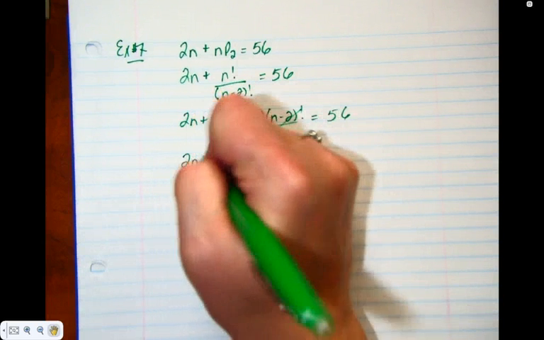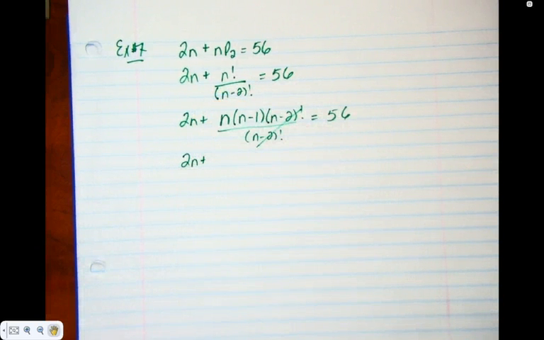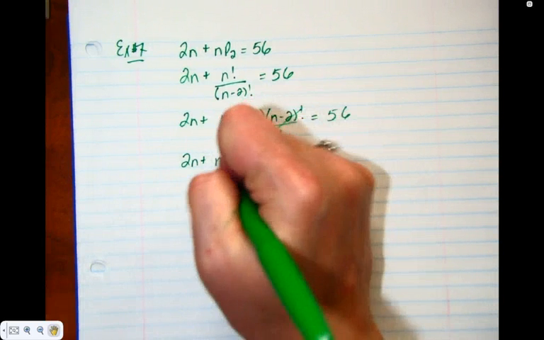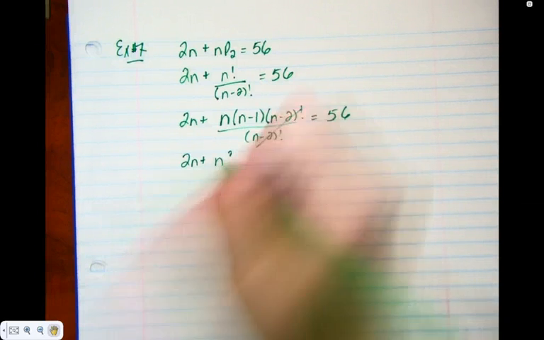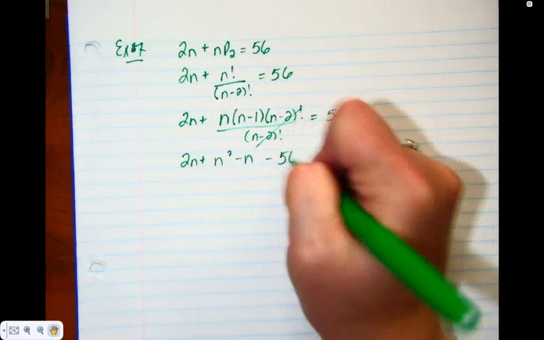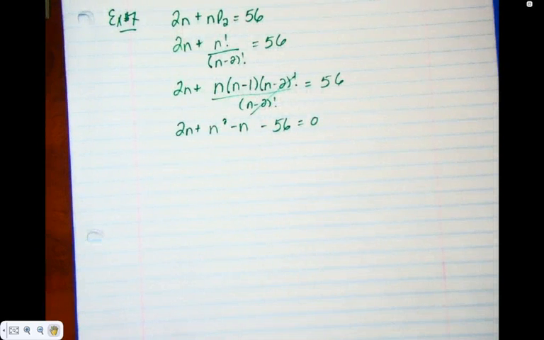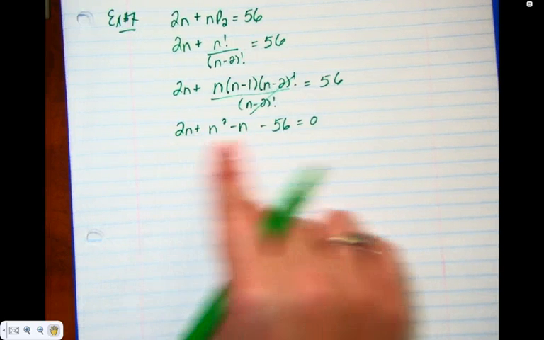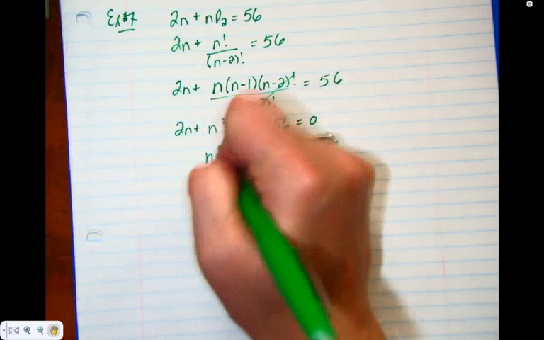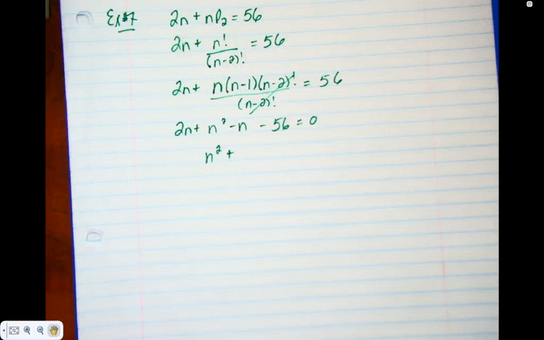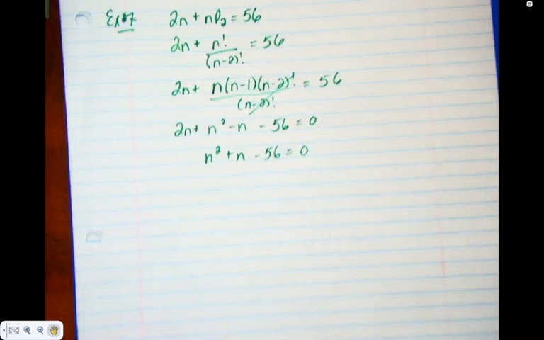So I still have that 2n in the front. I'm just not even looking at him, not worrying about him. I just need to multiply here, so n times n, and then n times negative 1. And I'm going to bring this 56 over at the same time so that everything's on one side. And here's the first time that 2n comes into play. I'm just going to simplify him with my negative n. So I've got n squared plus n minus 56 equals 0.